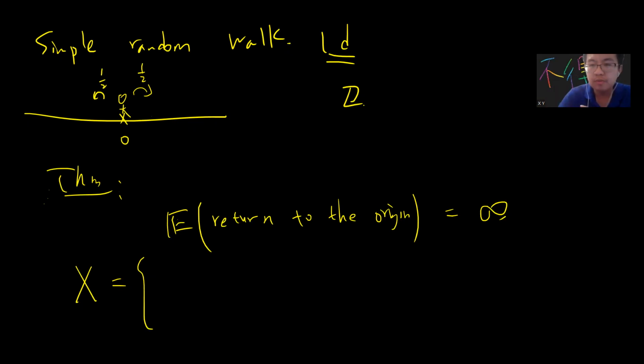the number of times this walker returns to the origin. So x is a random variable. Then I can ask for the expectation value of this, and the answer will be infinity. And this is what we have to prove.